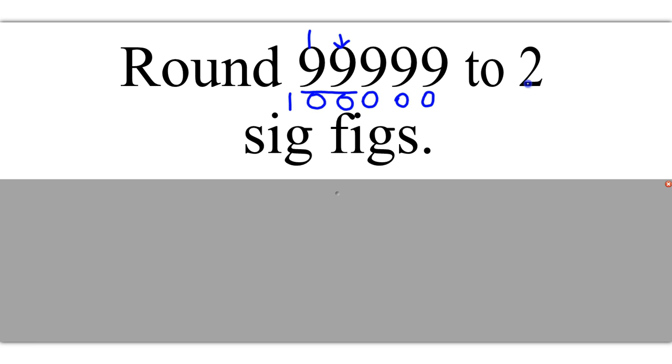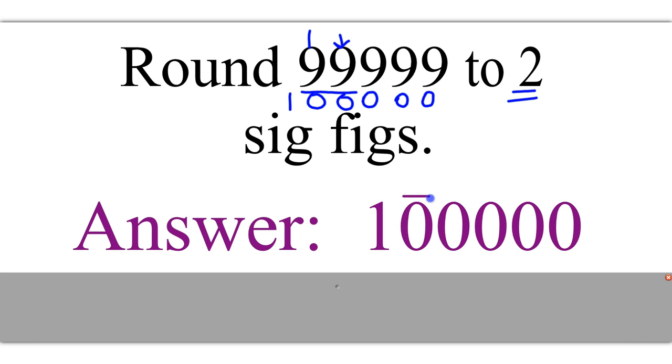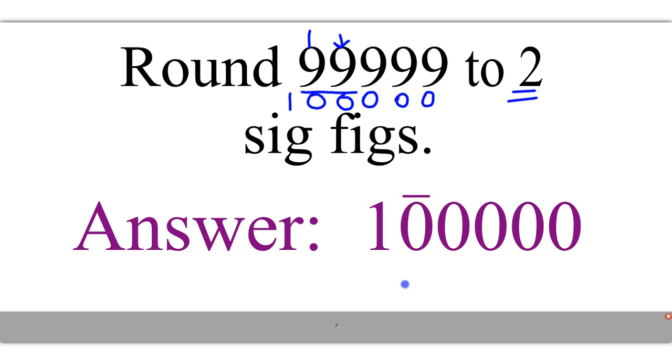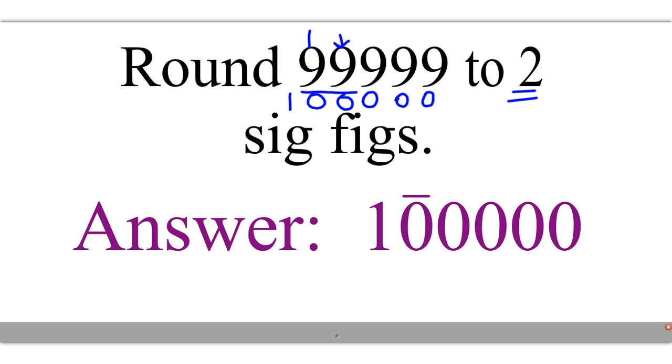However, since I want two significant figures, we're going to write 100,000 but with a line over the first 0. This way, both of these two numbers are significant. The other way you could write the same thing is if you were to write it in scientific notation, which would be 1.0 times 10 to the 1, 2, 3, 4, 5. So both of these would be acceptable, and they both represent having two significant figures.